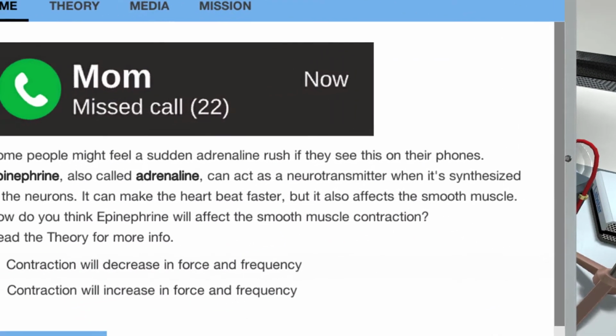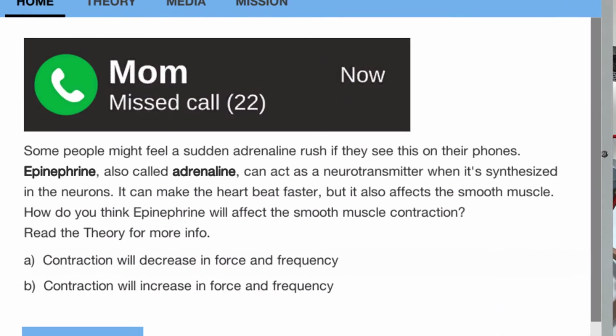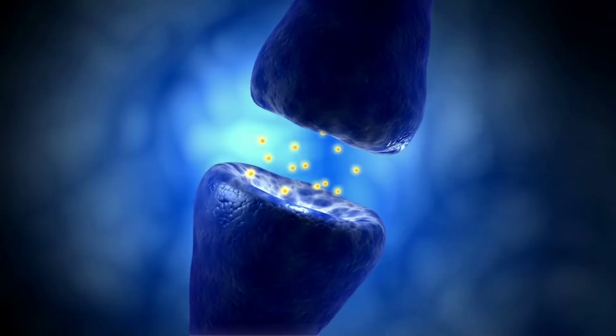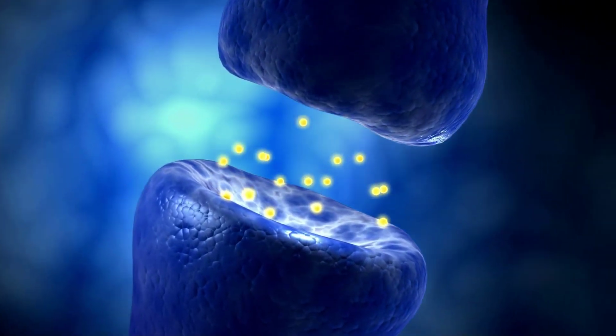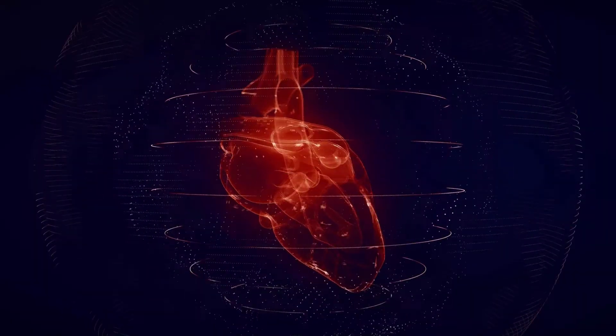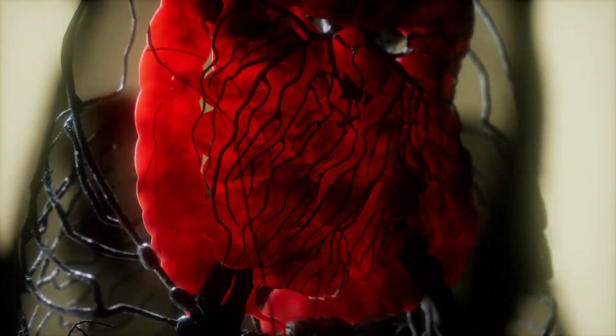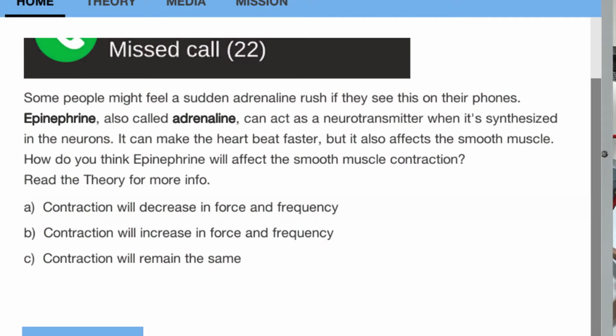Some people might feel a sudden adrenaline rush if they see this on their phones. Epinephrine, also called adrenaline, can act as a neurotransmitter when it's synthesized in the neurons. It can make the heart beat faster, but it also affects the smooth muscle. How do you think epinephrine will affect the smooth muscle contraction? Read the theory for more info.